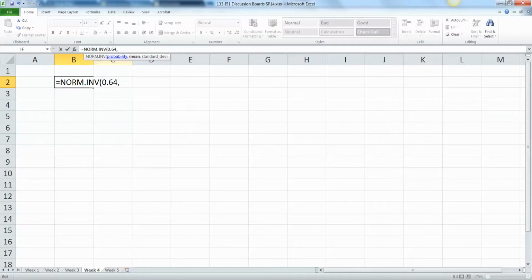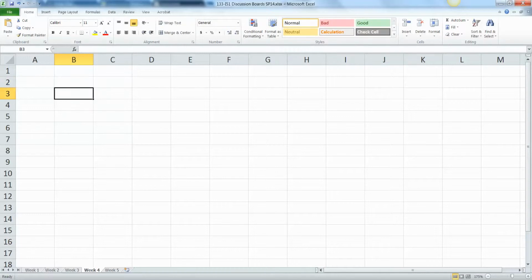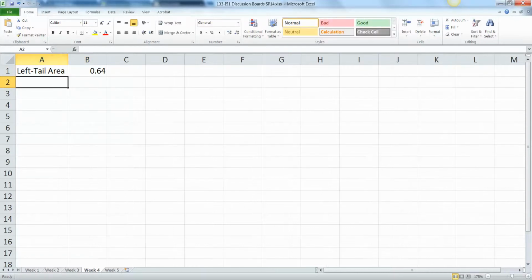Actually, let me do this a different way. Let me organize this just a little bit. We want the left tail area. That was 0.64. It's whatever your percentile is, because percentile, if you'll remember from section 3.4, is always the percentage below you. The mean mu was 50, sigma was 7, the standard deviation.